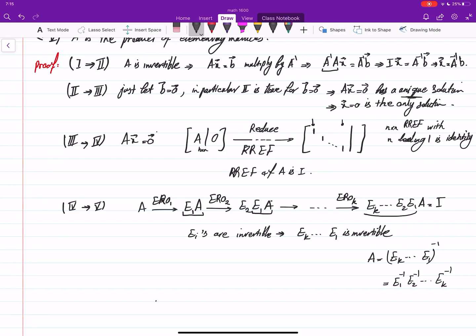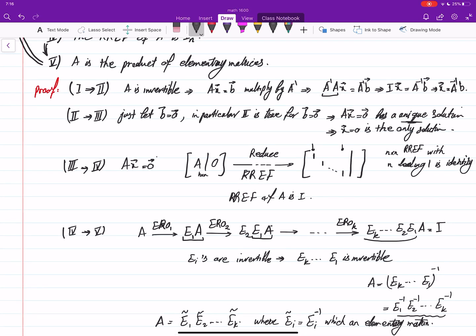Okay, so we wrote A as a product of inverses of elementary matrices. But we know that the inverse of an elementary matrix is another elementary matrix. So let me just write it as E1 tilde, E2 tilde, up to Ek tilde, where Ei tilde is Ei inverse, which is another elementary matrix. Very nice. So we proved the fifth one.